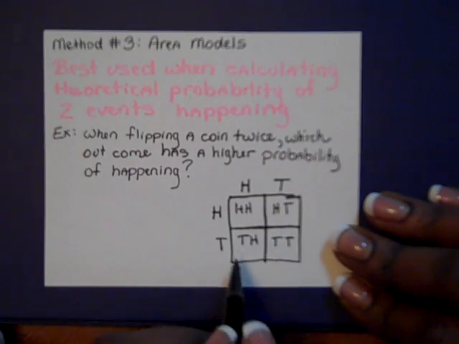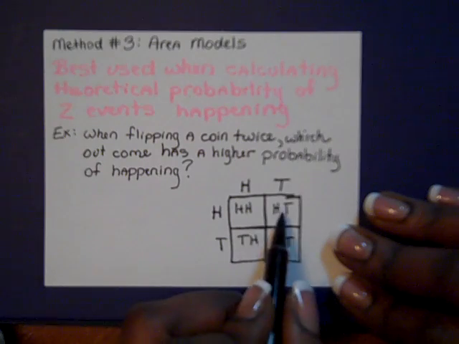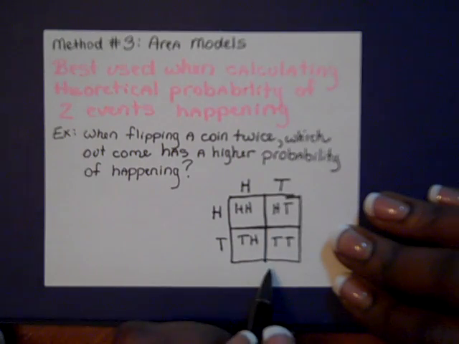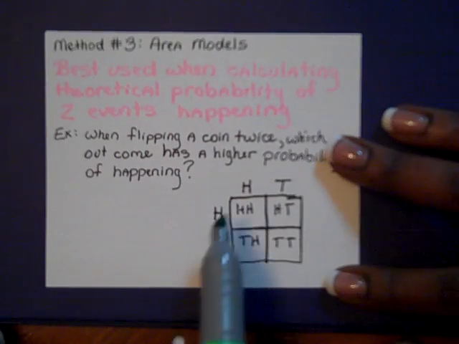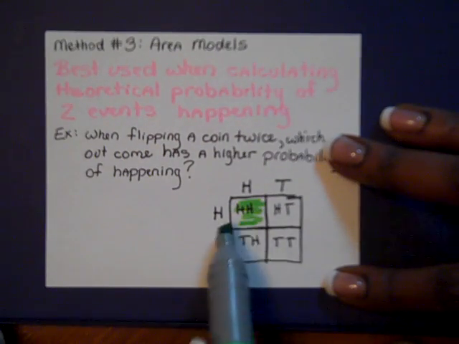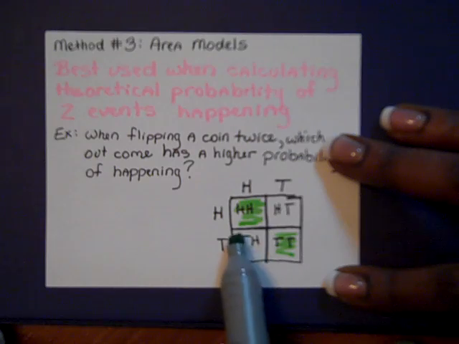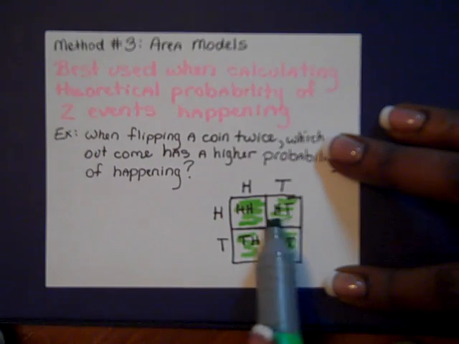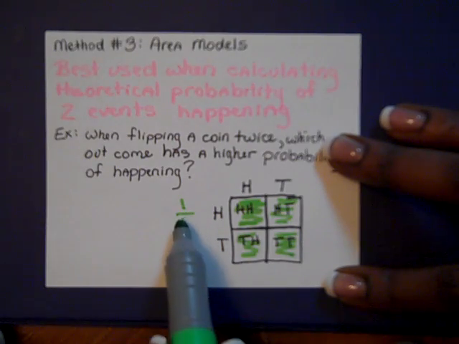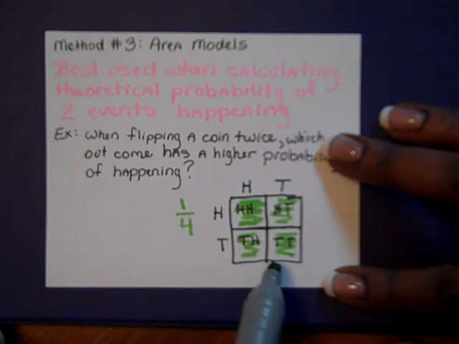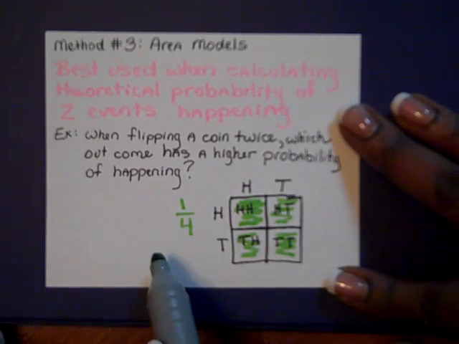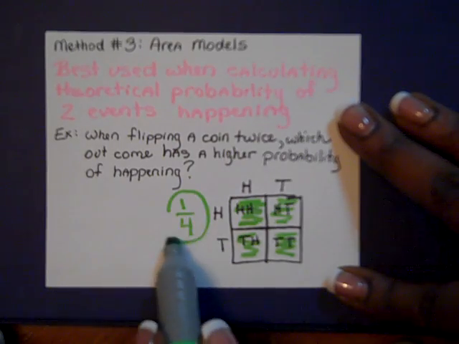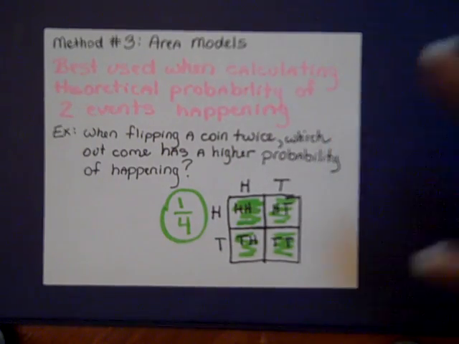And also, the area model provides that each outcome has the same chance of occurring. I know that because each outcome has the same amount of area. Each one of these squares represents 1/4 of the entire model. Therefore, neither outcome has a greater probability of occurring. In fact, they all have a 25% chance of occurring.